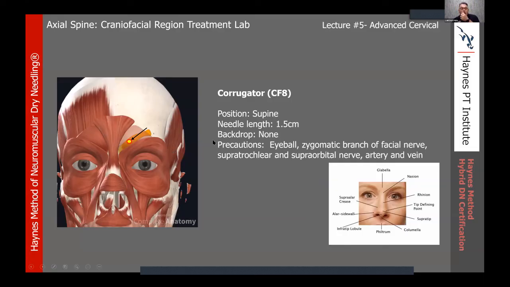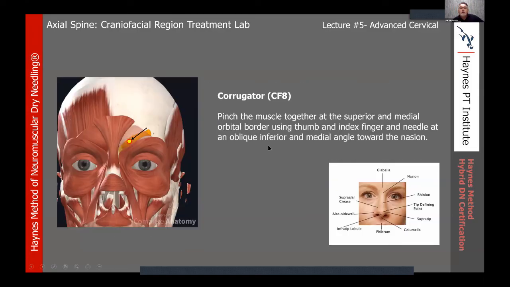For the corrugator, okay, so corrugator and depressor supercilii. The depressor is sitting over top, and that's what's faded here. So similar, we're going to pinch the muscle together, the superior and the medial orbital border using the thumb and index finger, and we're going to needle at an oblique inferior and medial angle towards the nasion. So whereas in procerus we came straight down, here we're going to come from a little bit more lateral approach to catch these two muscles themselves.